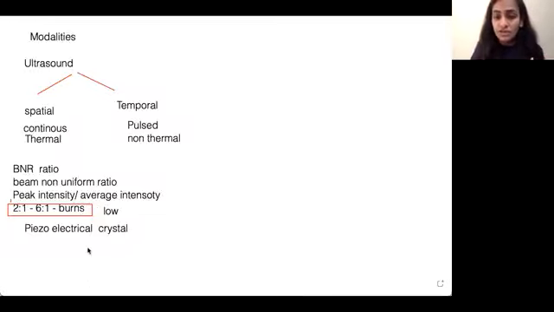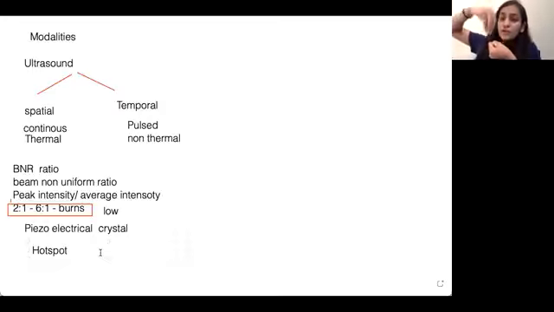Now, another important thing in your continuous ultrasound is called the hotspot. Now, what is a hotspot? Whenever you give ultrasound, does all the ultrasound get uniformly distributed to the area that you are giving? No. More energy is in the center of the transducer head rather than being uniformly distributed throughout.